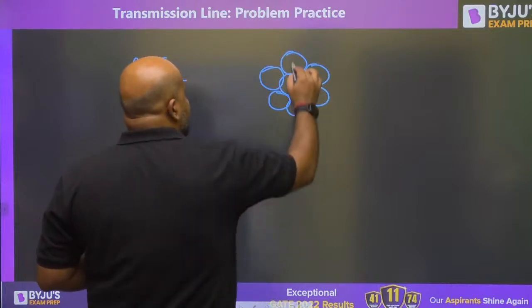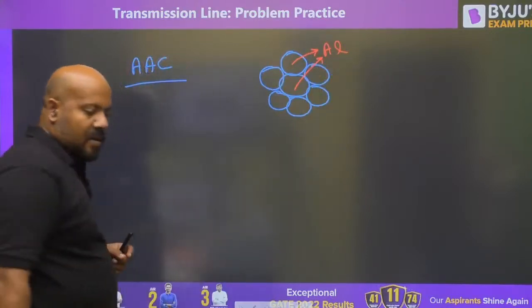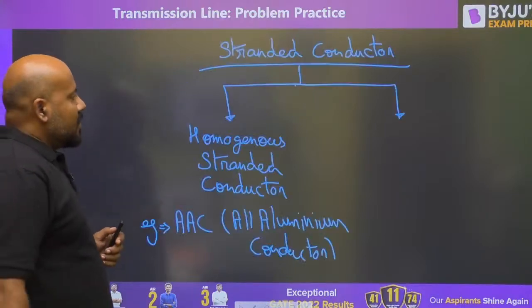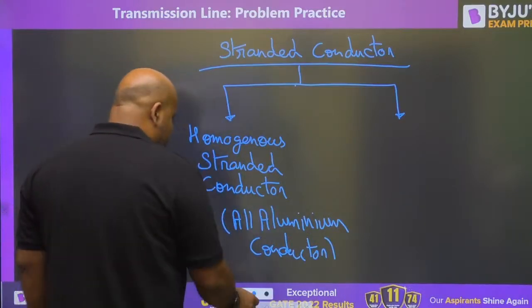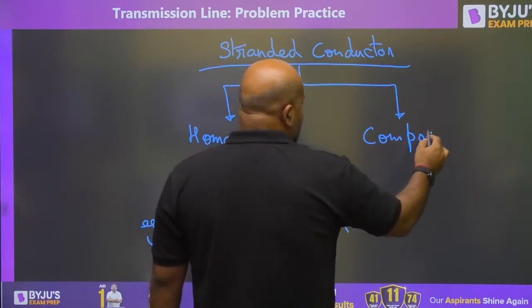All these strands are going to be of aluminum. Is it clear, everybody? Just tell me in the comment section. Now the second type of stranded conductor we are having is the composite stranded conductor.